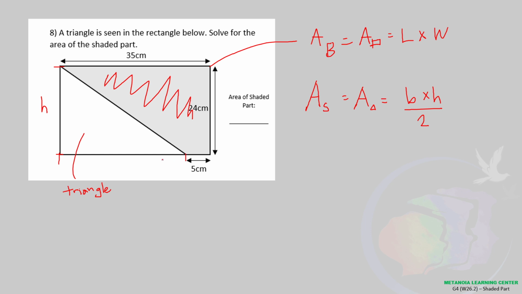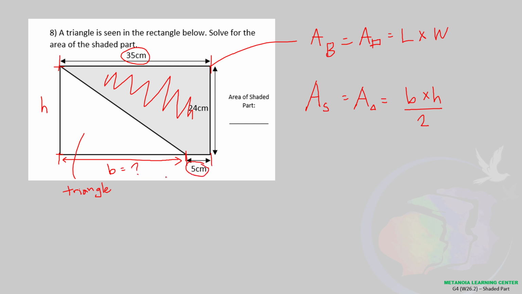Basically, I'm supposed to say triangle earlier. The height of the triangle, in this case, is the same as the height of the rectangle. And of course, all you need to do now is solve for the base of the triangle. Given the information, you know that from point to point it measures 35 centimeters and part of it measures 5. So what could be the measurement for the base?